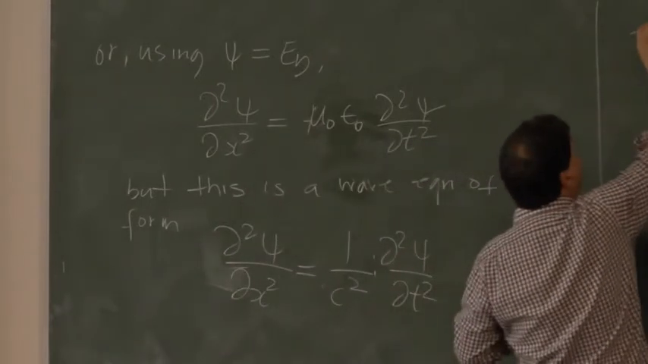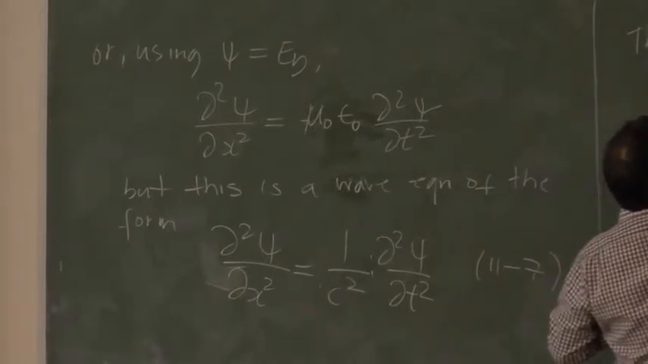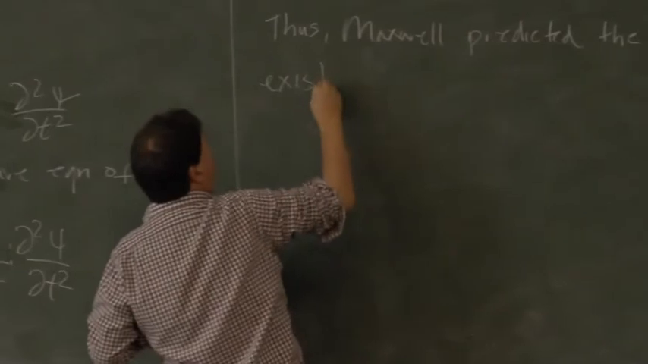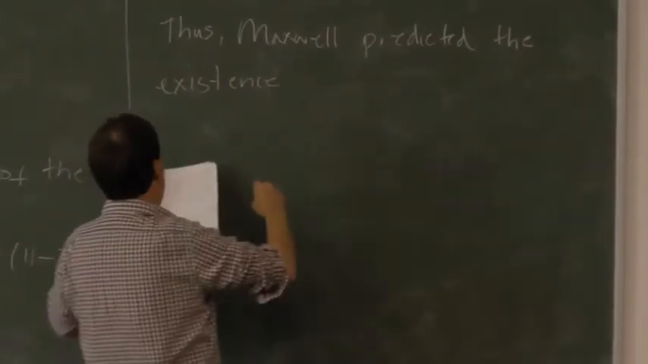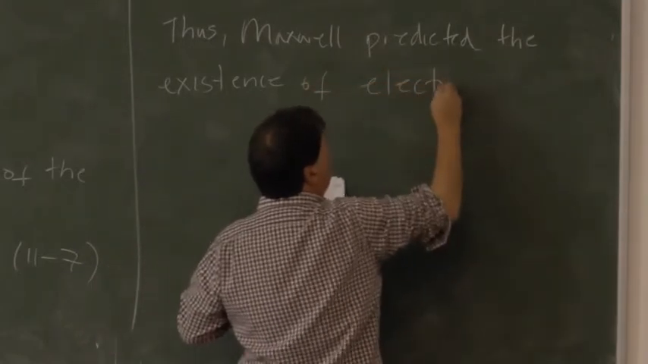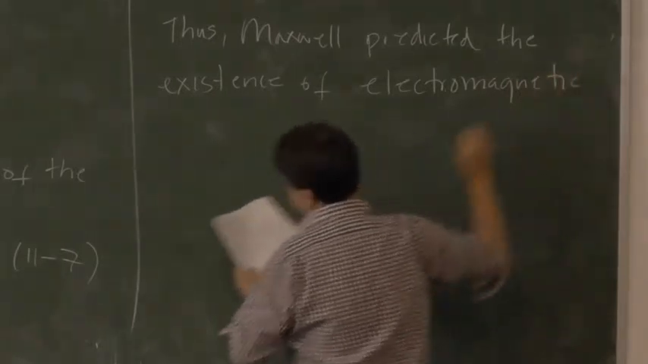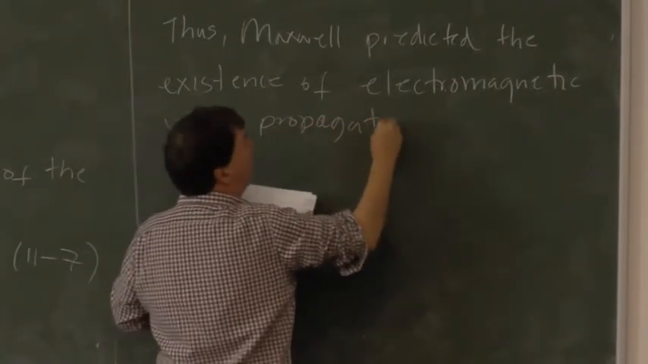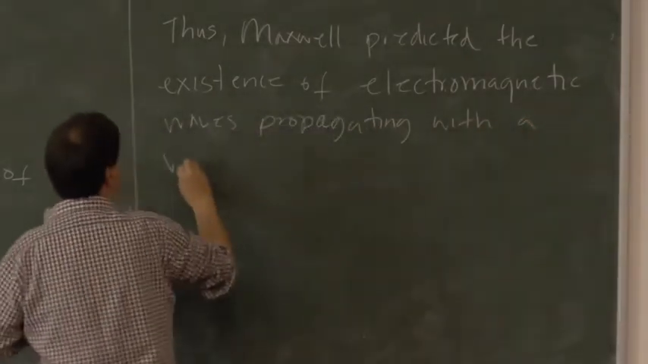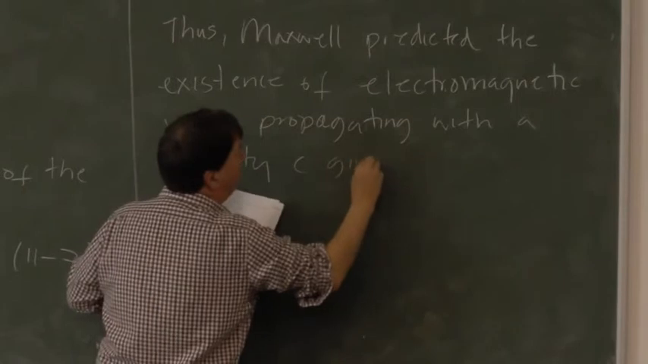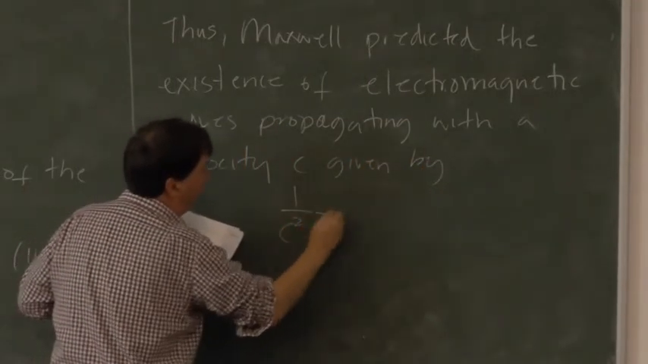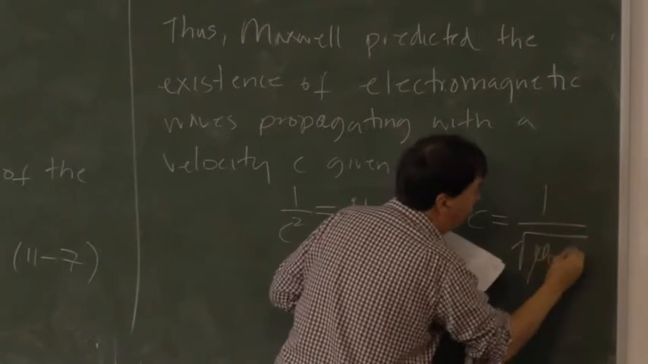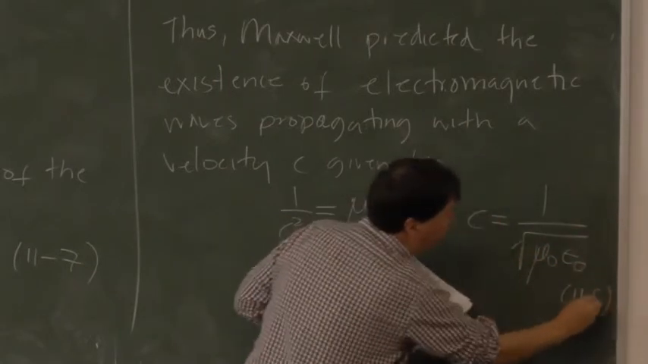Thus Maxwell predicted the existence, and I think he was as surprised by the answer as anybody at first, of electromagnetic waves propagating with a velocity c given by 1 over c squared is mu naught epsilon naught, or c is equal to 1 over the square root of mu naught epsilon naught. Let's make that equation 11.8.